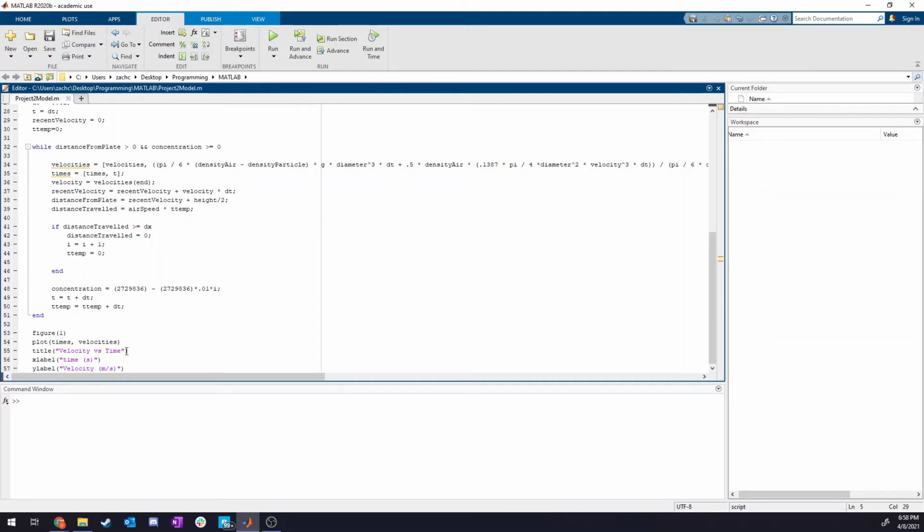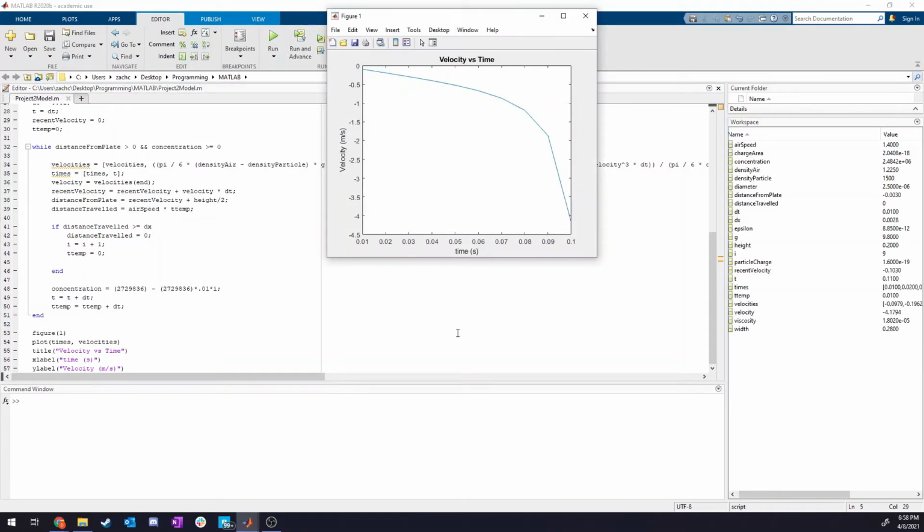After this while loop, we then plot our times and velocity into a graph, which would look like this.